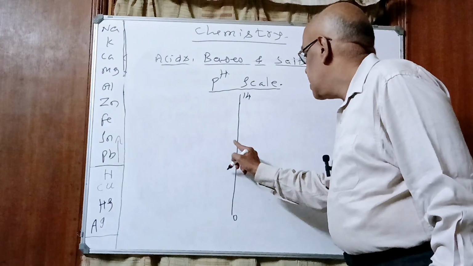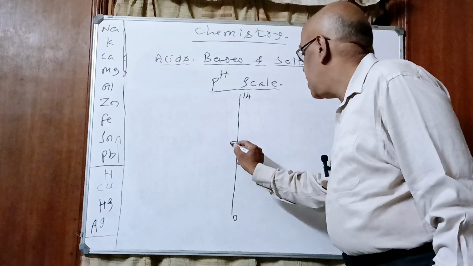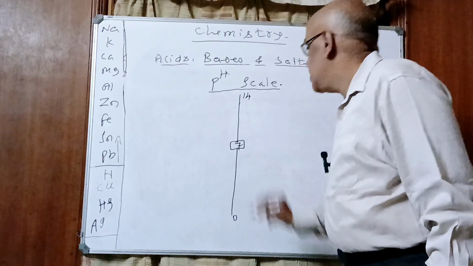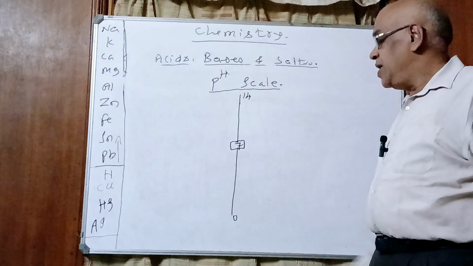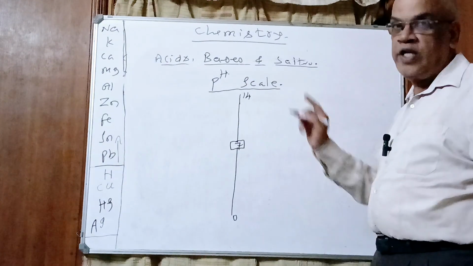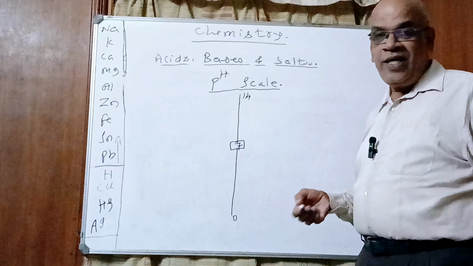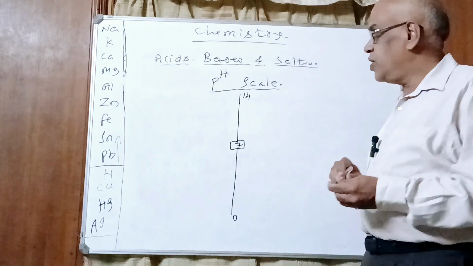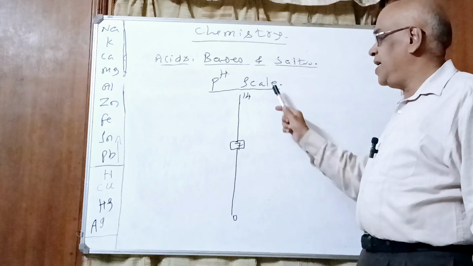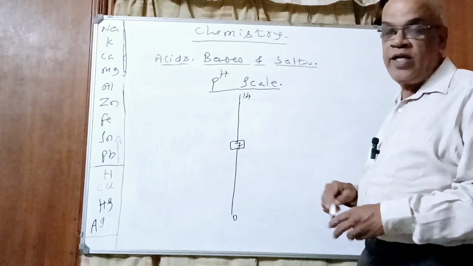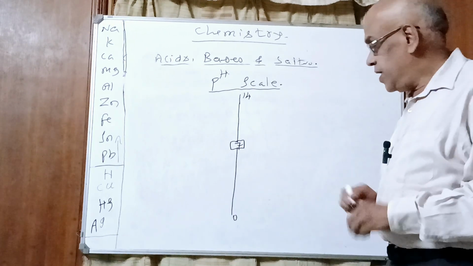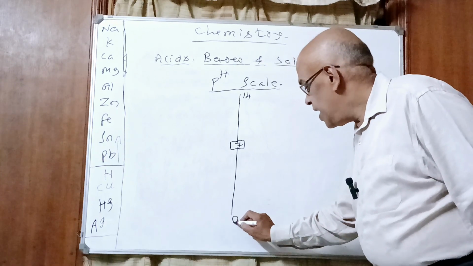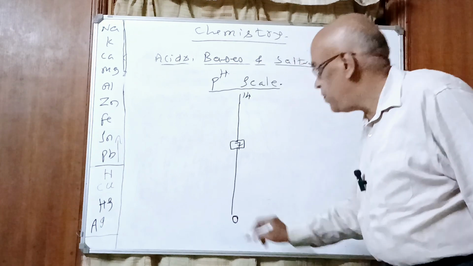And what is the midpoint of 0 and 14, children? We know 7, isn't it? Like we use a ruler, that is a scale, to measure the length of any object. A question arises, okay, we understood pH scale is a scale which ranges from 0 to 14. What is it used for? It is used to measure the strength of an acid or base.